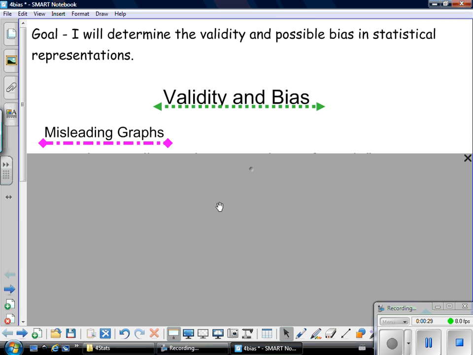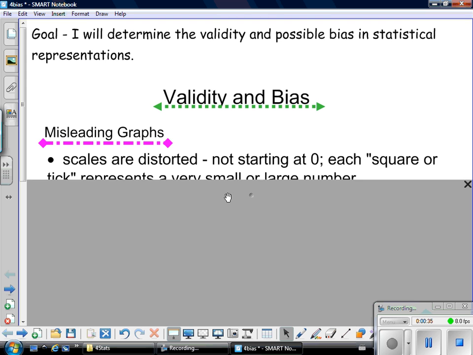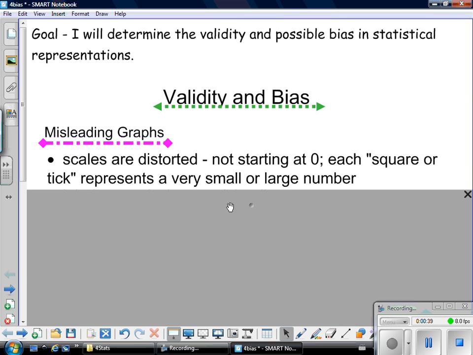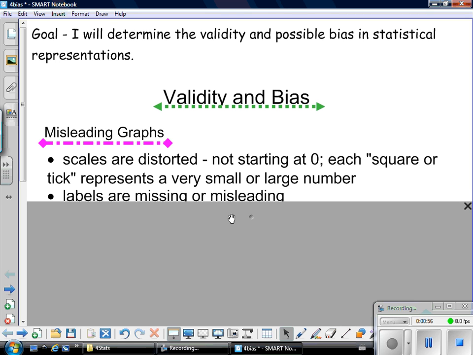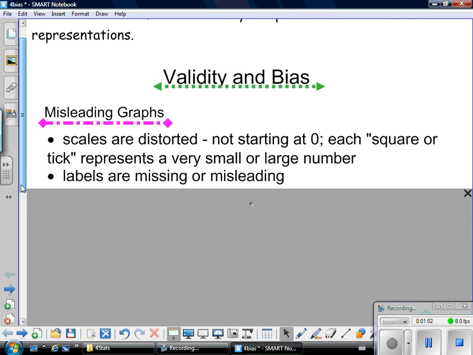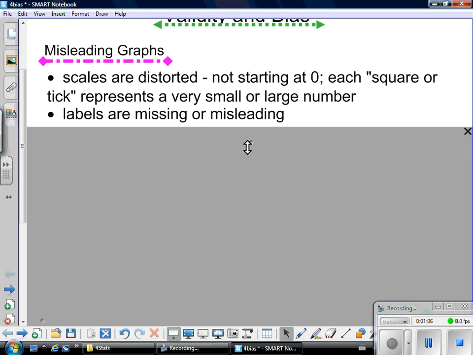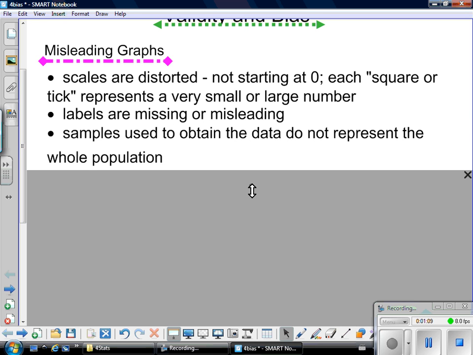This is something that you'll see in newspapers and magazines, and we just want to talk about how they mislead us. The first way that they can mislead us is that the scales are distorted. There are a few different ways they can distort the scales on the axes. First of all, they might not start at zero. Each square or tick represents either a very small or a very large number, and that skews the results. The other way that graphs can mislead is that the labels are missing or misleading, and we'll look at some examples of that. Another thing is that the samples used to obtain the data do not necessarily represent the whole population that they claim they will.